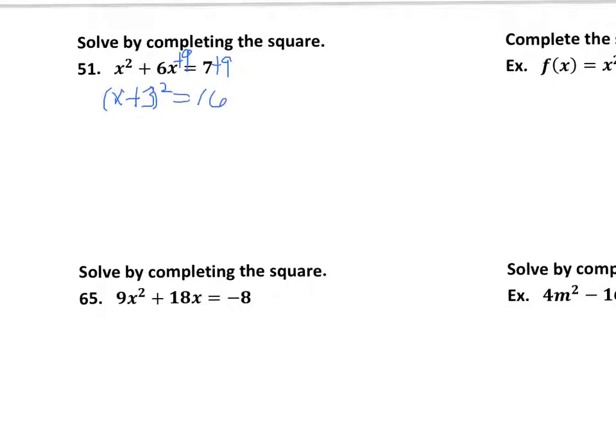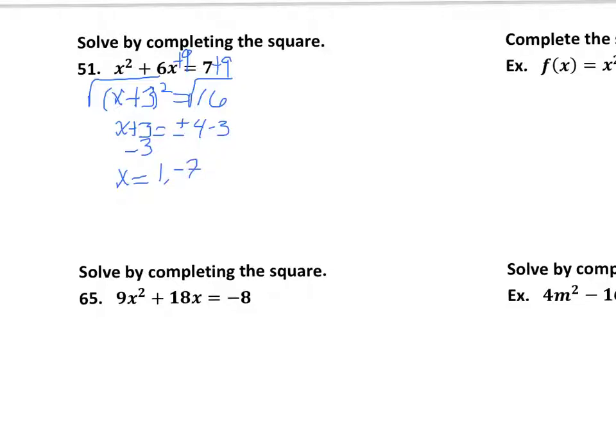Now, you could make the argument, well, why don't we just subtract 16 from both sides and factor it? And you could do that. But watch how slick square roots are. Okay, now I can just root both sides. So I just get x plus 3 equals plus and minus 4. Minus 3 from both sides. So we get x equals, if it's plus 4, 4 minus 3 is 1. If it's minus 4, minus 4 minus 3 is negative 7.